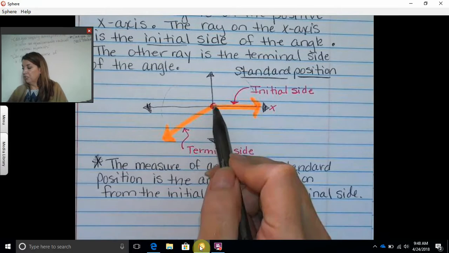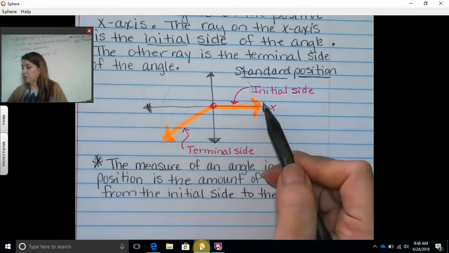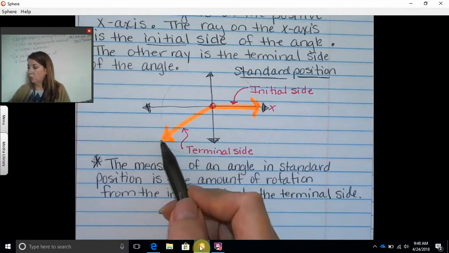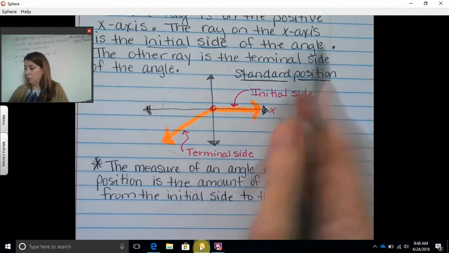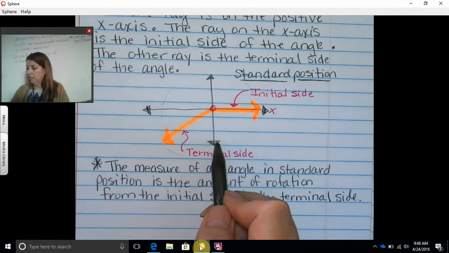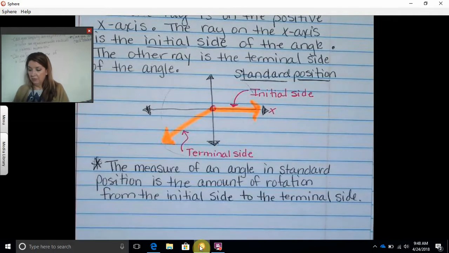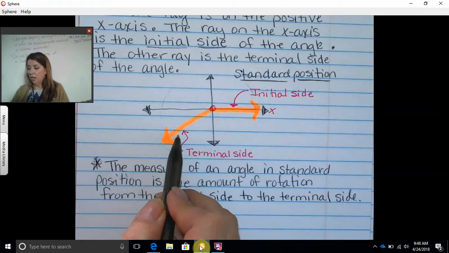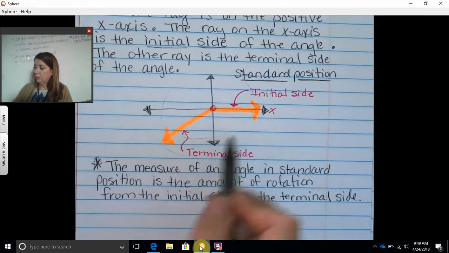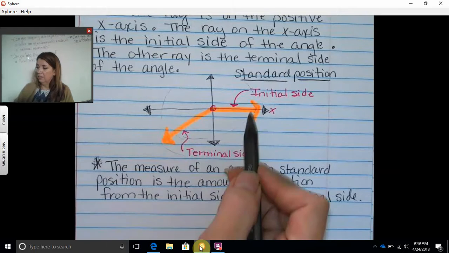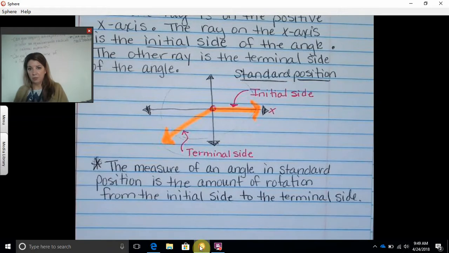If I start with my initial side, if my terminal side swung this way, when you go clockwise, that's a negative angle. So we would be negative 90 here, and then plus another 45, or minus 45, however you want to think about it. That would be a negative 135 degrees if we came this way. If my terminal side opened clockwise, negative 135. Okay? This is all going to be important when we get to the unit circle.